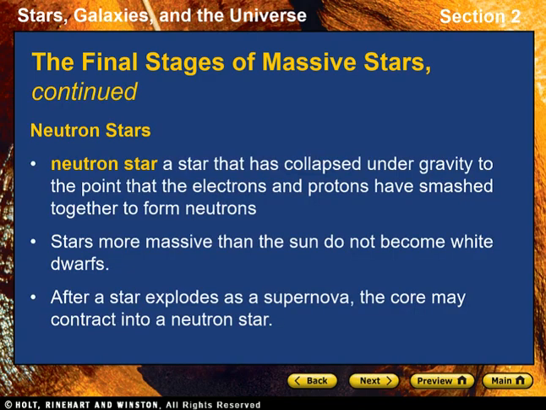Neutron stars. Stars that contain about 8 or more times the mass of the Sun do not become white dwarfs. After a star explodes as a supernova, the core may contract into a very small but incredibly dense ball of neutrons called a neutron star. A single teaspoon of matter from a neutron star would weigh 100 million metric tons on Earth. A neutron star that has more mass than the Sun may have a diameter of only about 20 kilometers, but may emit the same amount of energy as 100,000 suns. Neutron stars rotate very rapidly.